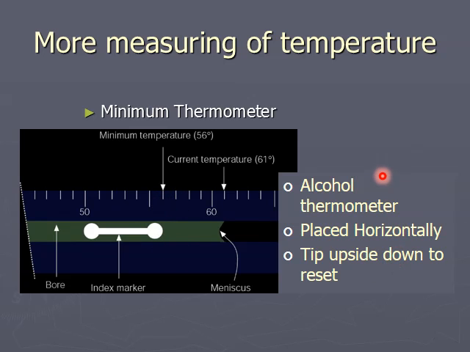So what liquids do they use? Mostly they're now alcohol thermometers. Back in the day they used to be mercury thermometers, and that has been replaced. So this minimum temperature thermometer has to be horizontal in order to work. To reset it, you tip it upside down again and let this meniscus move this index marker back down.